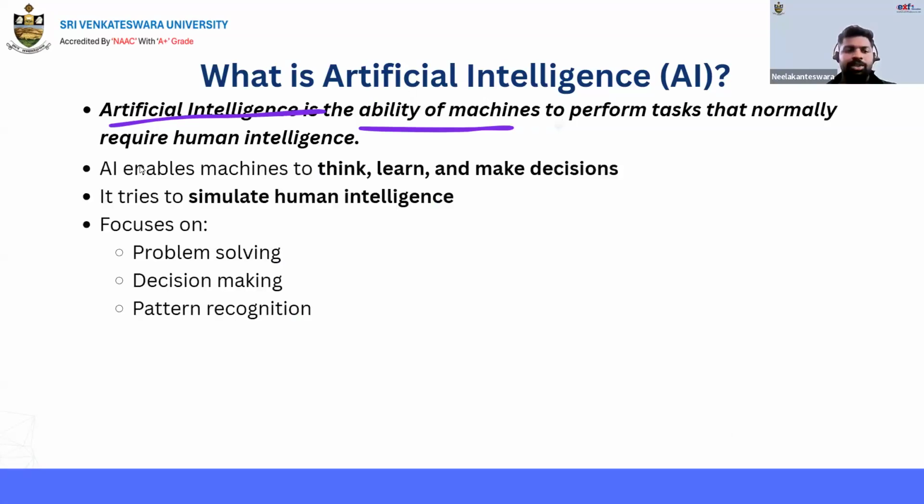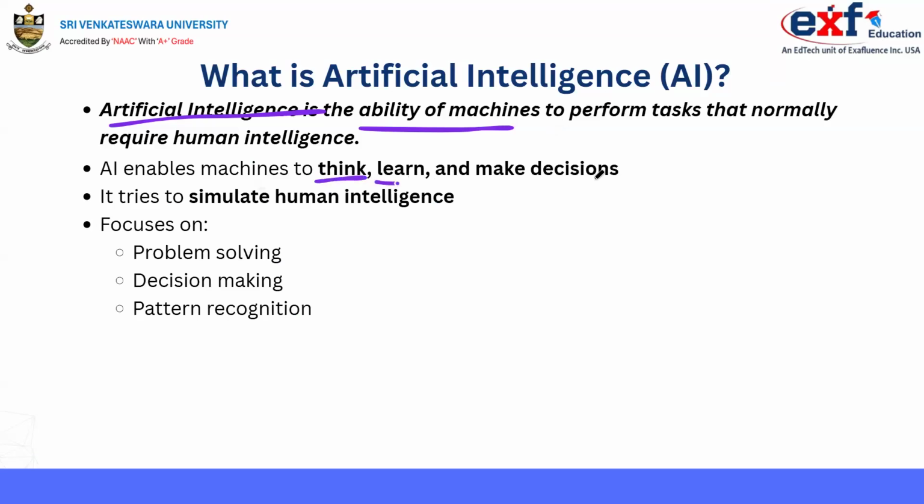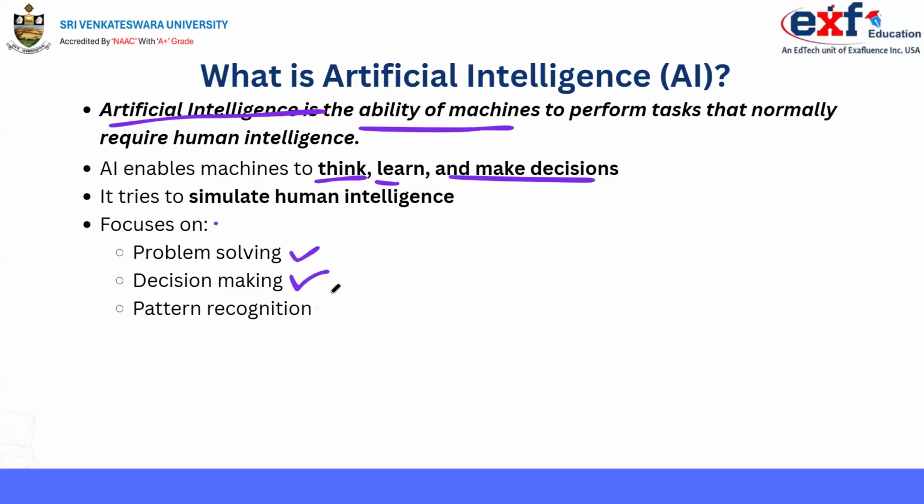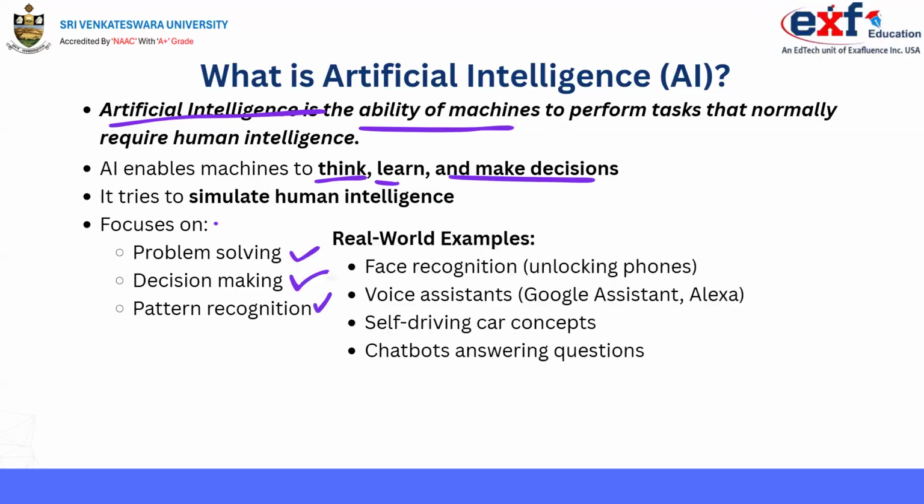As I mentioned, AI enables machines to think, to learn, and to make decisions. That means it tries to simulate human intelligence: how a human can think and act, a machine can think and act in the same way. That is nothing but artificial intelligence, and it mainly focuses on problem solving, decision making, and pattern recognition. This is a brief about artificial intelligence, and now let's see real world examples.